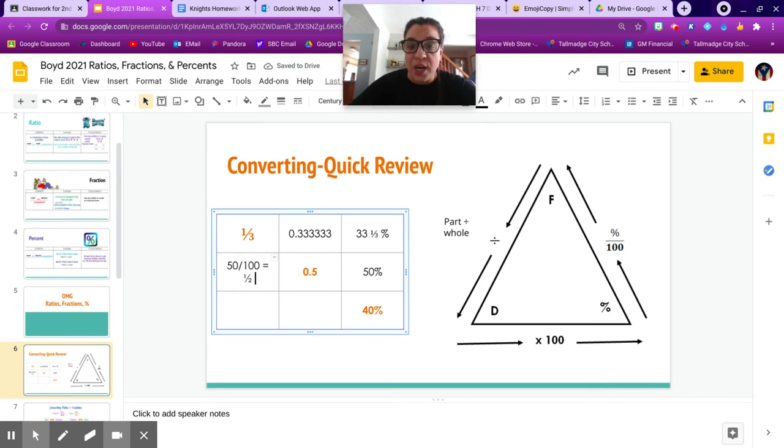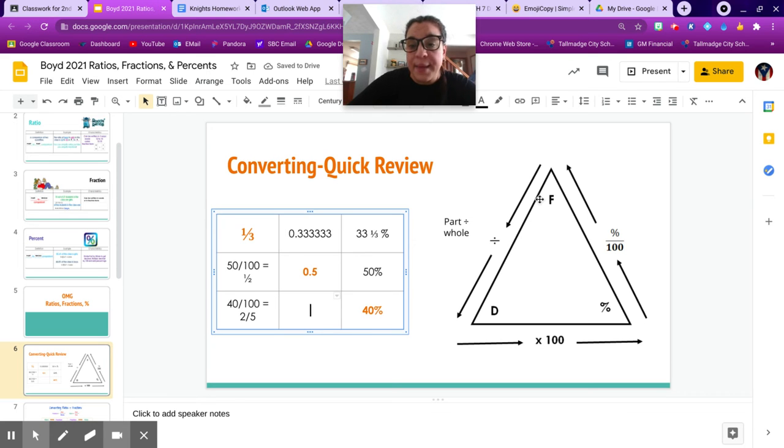We have one more. We're starting with the percent. So I'm starting here with the percent. To turn it into a fraction, I'm going to put it over 100. So 40 over 100. And I can simplify 40 over 100. I can divide by 20. And I would get 2/5 for my fraction.